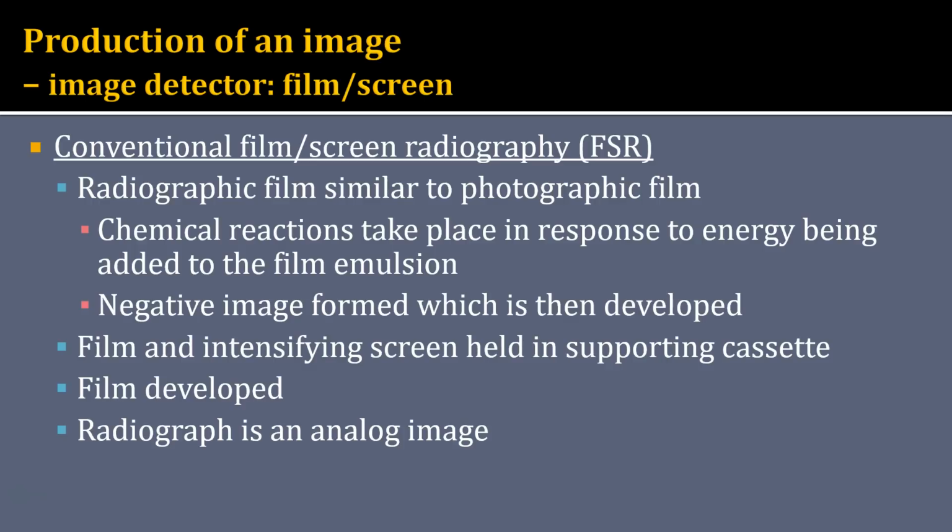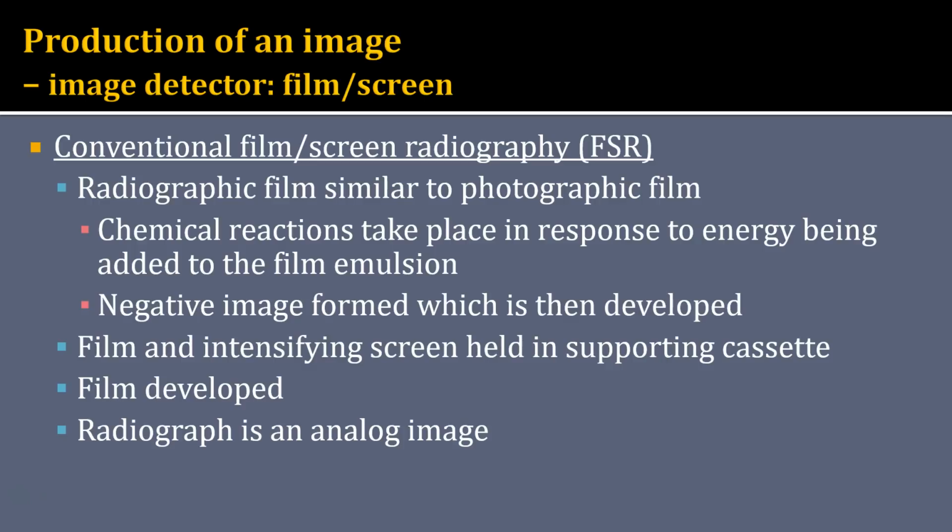There are a few different methods of getting that image, and we're going to talk about those now. Conventionally, we used film and screen radiography, which is having a piece of radiographic film that's very similar to photographic film, in which chemical reactions take place in response to the energy that's added to the film emulsion. The energy comes from X-rays and visible light. It forms a negative image on that film, which can then be developed.